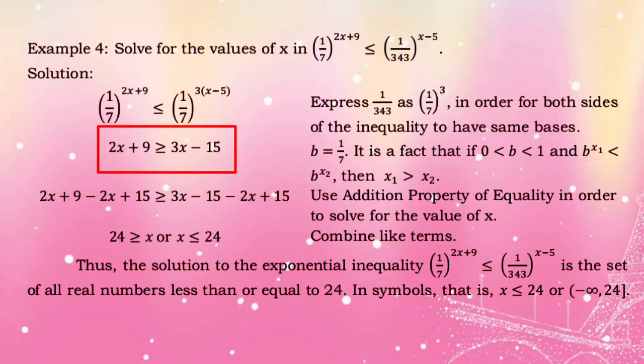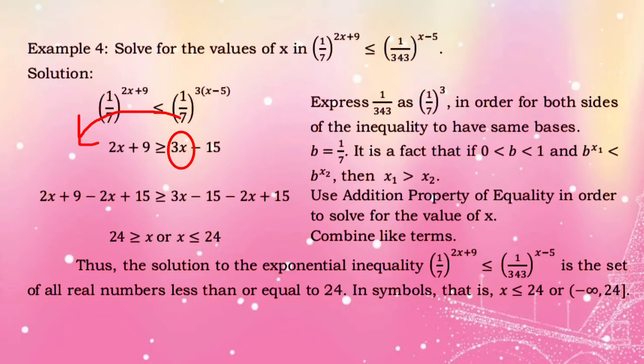So you have now 2x plus 9 is greater than or equal to 3x minus 15. We are now going to simplify it further, combining like terms. So you have 2x and 3x. Positive 3x transposed to the other side of the equation becomes negative 3x. So you have 2x minus 3x. Then, negative 15 and positive 9. Positive 9 transposed to the other side becomes negative 9. So you have negative 15 minus 9. So you will arrive now at the answer: negative 24 is greater than or equal to negative x. Since we do not have a value for negative x, we will multiply both sides by negative 1. Your final answer will be 24 is greater than or equal to x, or that is also equal to x is less than or equal to 24.